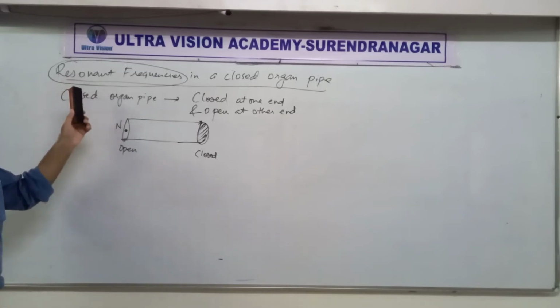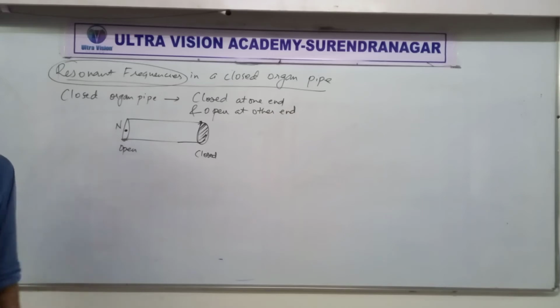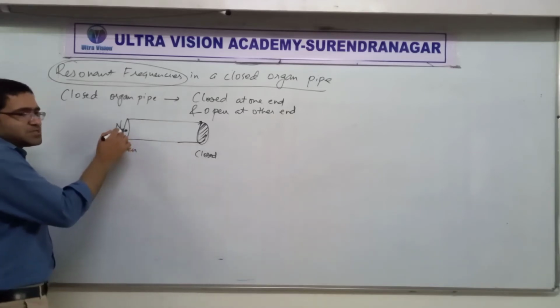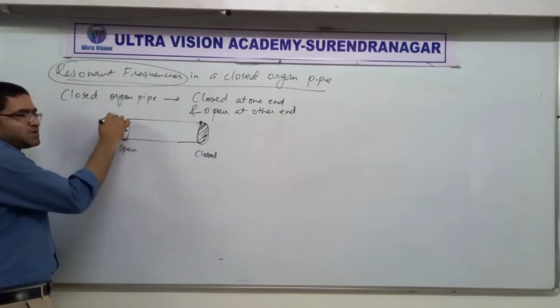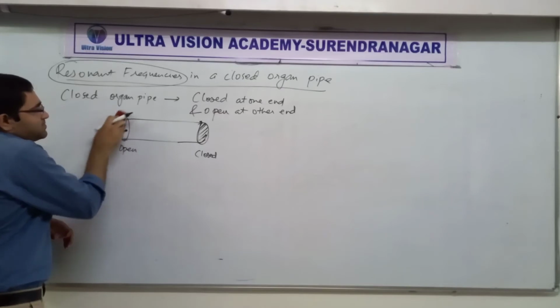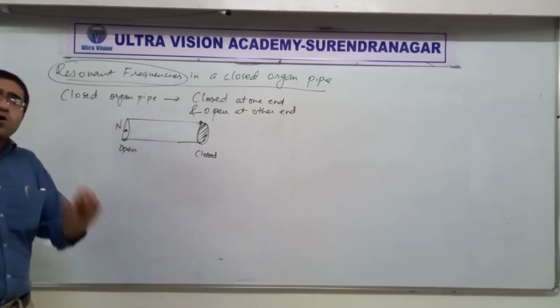Why? Whenever you have an open end and standing waves are there, you are going to get a pressure node at the open end. That's what we have learned. I have also explained the same reason. This point is open to atmosphere. You can't increase its pressure, whatever you do. Fine. What about the closed end? Let's talk about that.